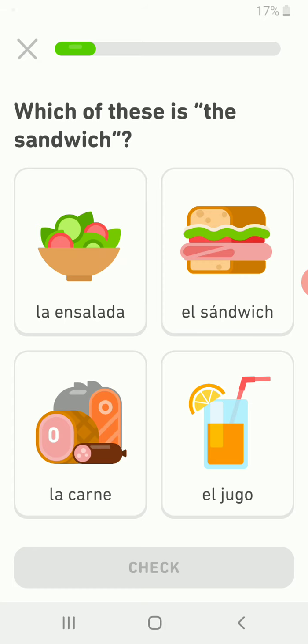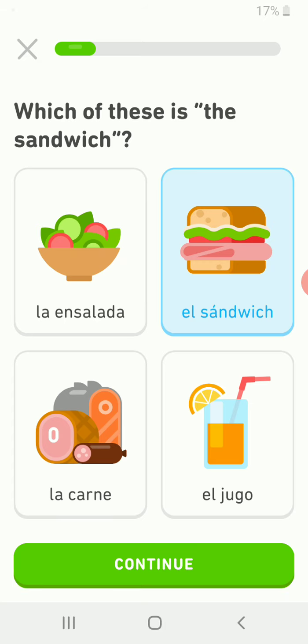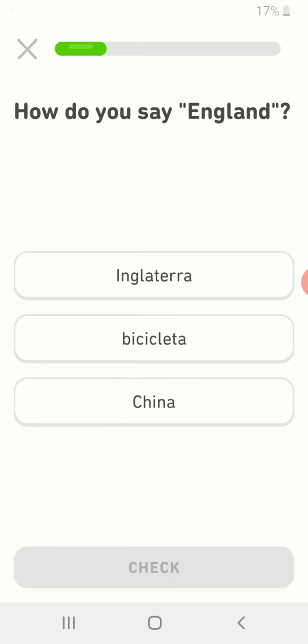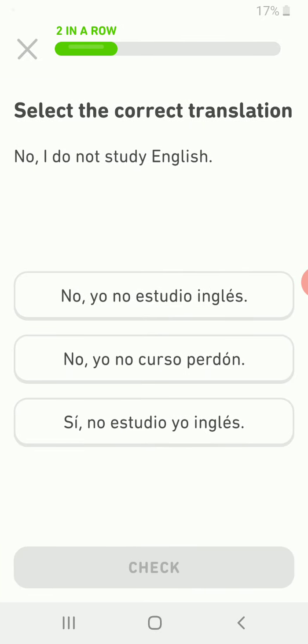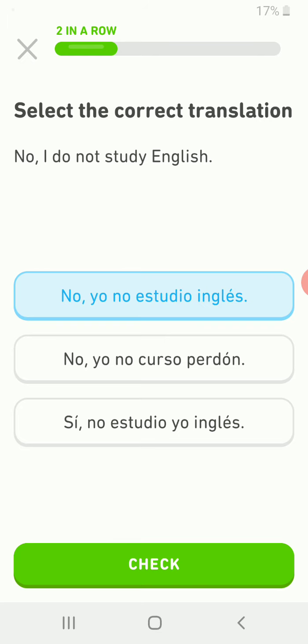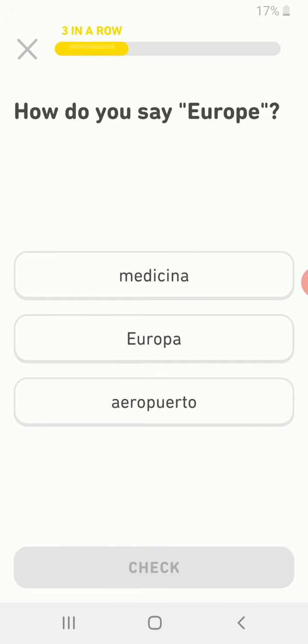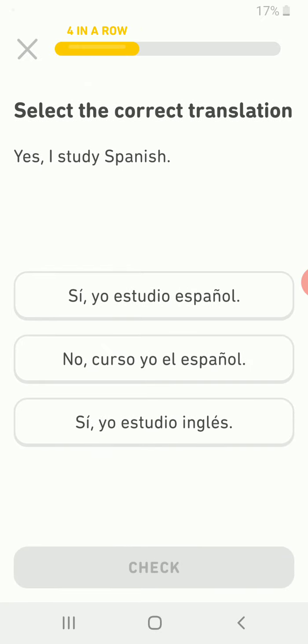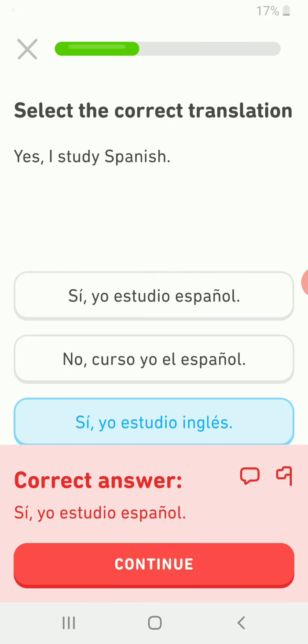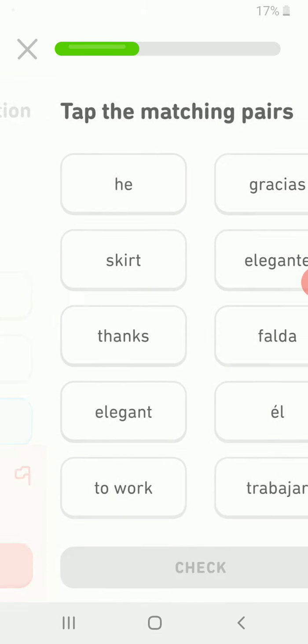Which of these is the sandwich? El sándwich. Inglaterra. England. No, I don't study English. No, yo no estudio inglés. And Europa. Europe. Yes, I study Spanish. Sí, yo estudio español.